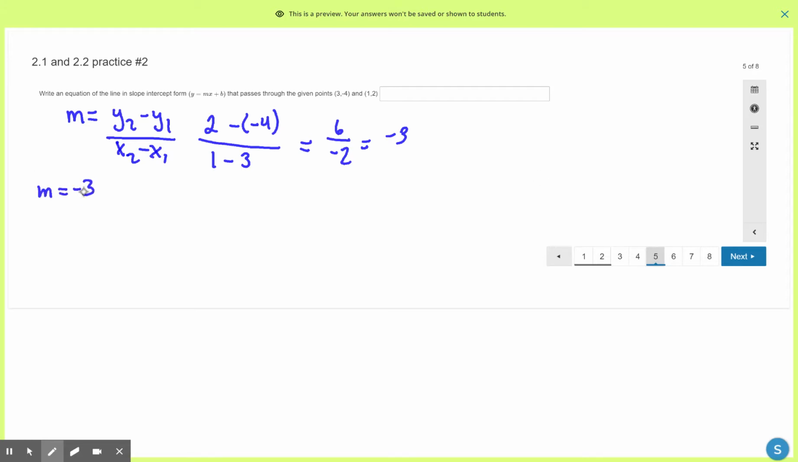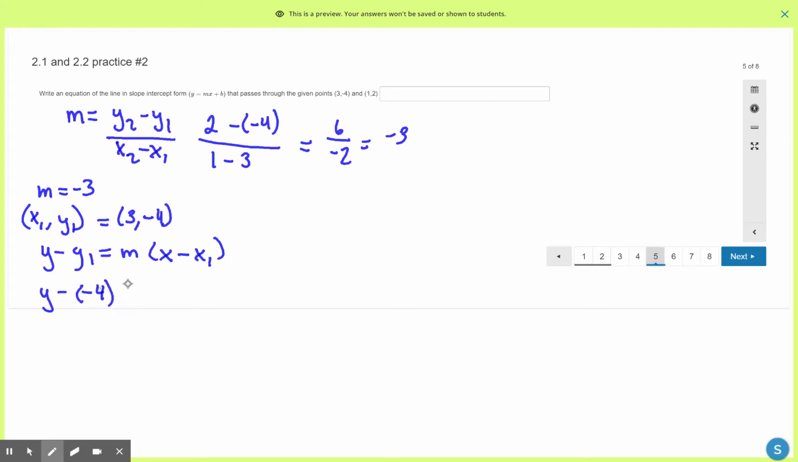And now it does not matter which ordered pair you label as your x1, y1, but I will just put 3, -4 as our x1, y1, and then we just plug it in like we have for the last two problems. This is our point slope form. So we have our y minus our -4 equals, we found our -3 for our m, x minus 3.